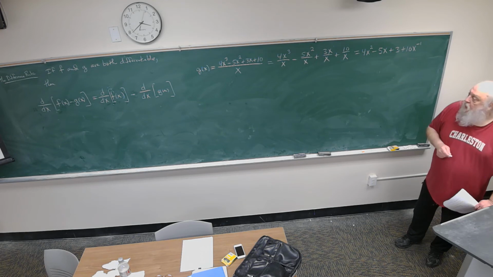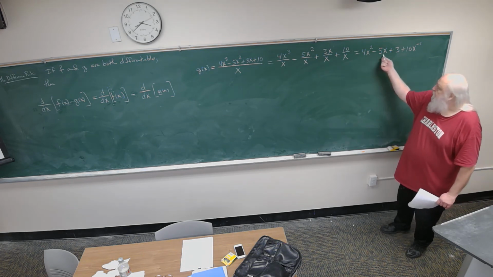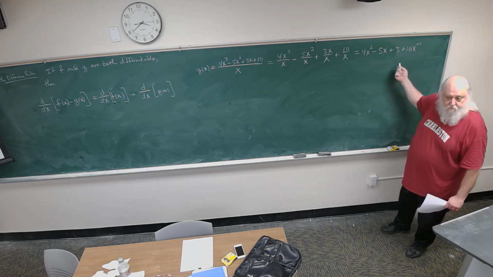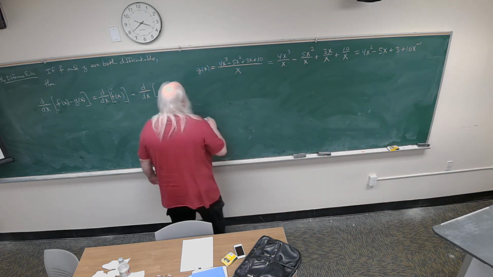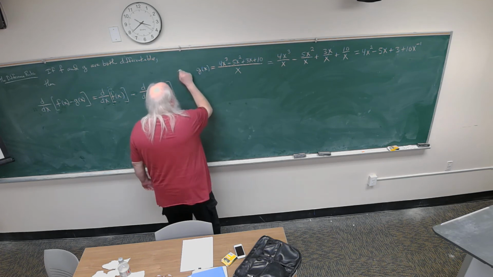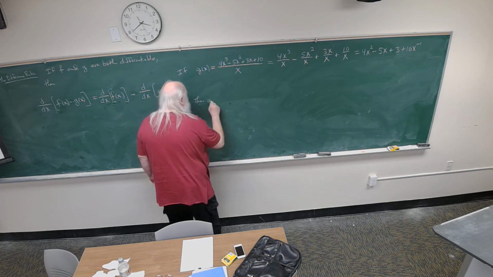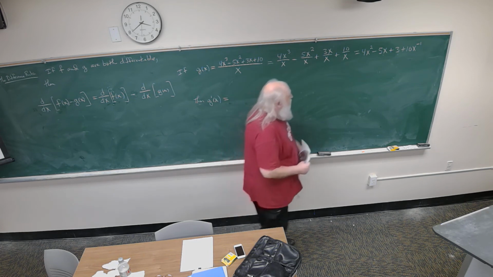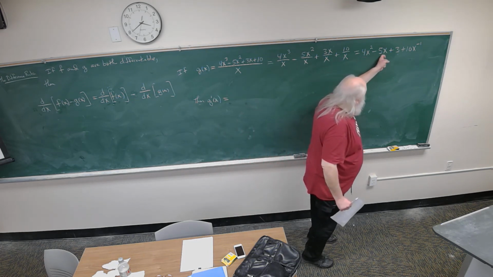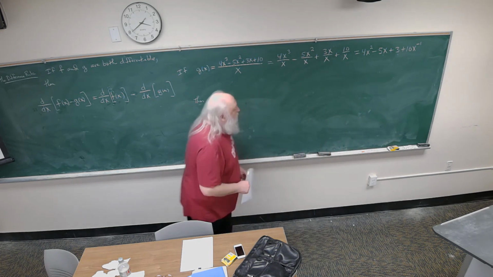So by the sum rule and the difference rule, in finding the derivative of g of x, we can differentiate each of these terms separately. So if g of x is equal to that, then g prime of x is equal to the derivative of the first term minus the derivative of the second plus the derivative of the third plus the derivative of the fourth.